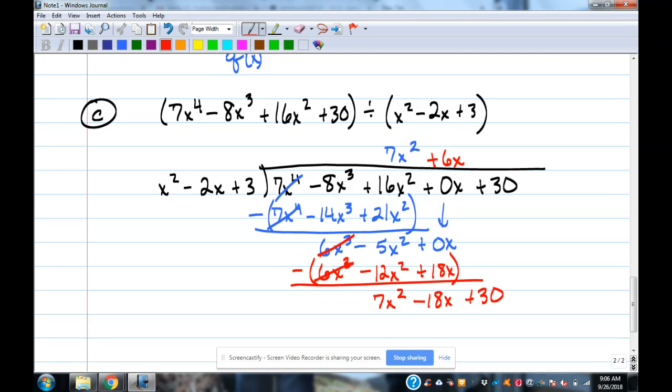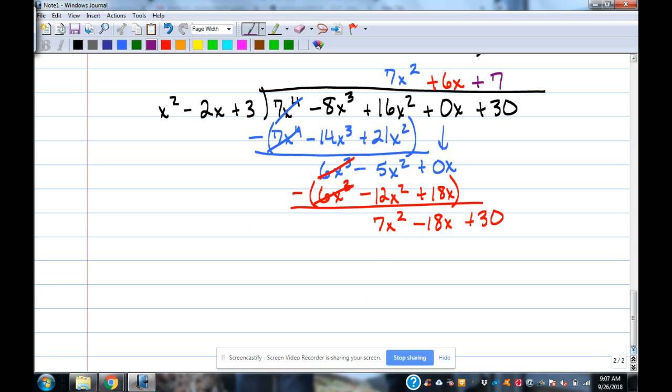Is this the remainder? Why not? It's still x squared, so it's not smaller than this yet. So we know we can go another step. Right? So how many times will x squared go into, or what times x squared gives me 7x squared? 7. So it's just a plus 7 on the end there. That's going to give us 7x squared minus 14x plus 21.